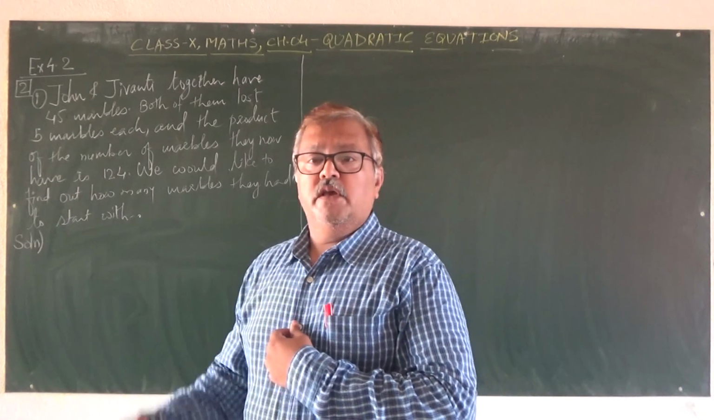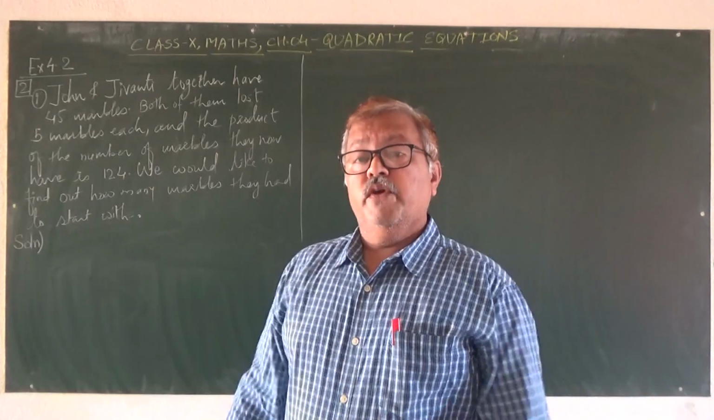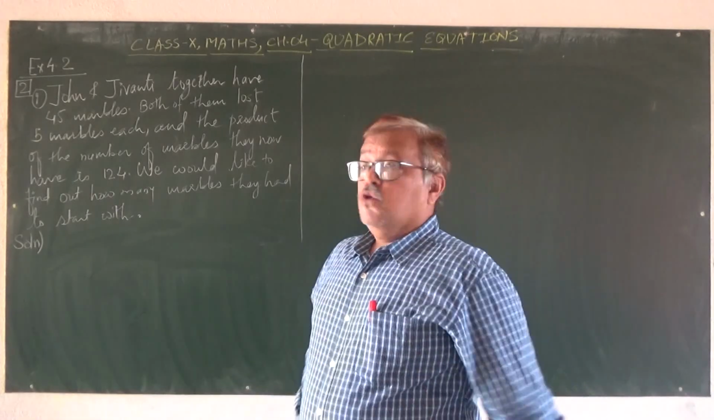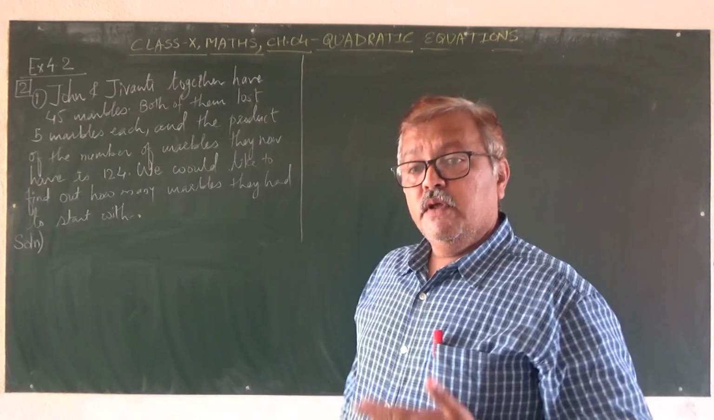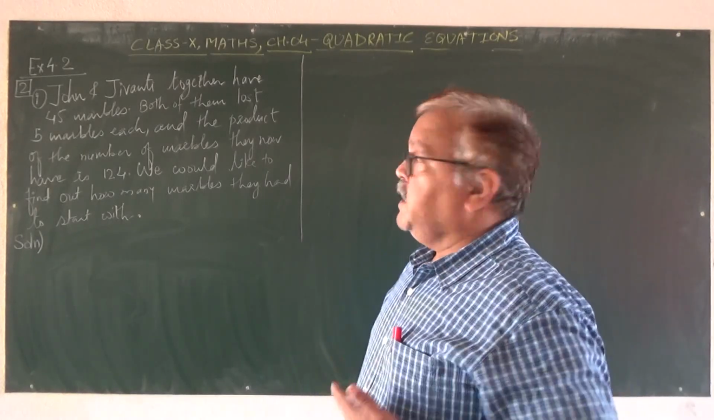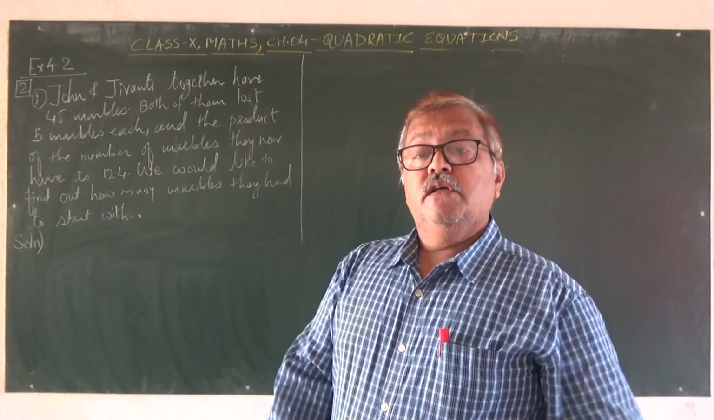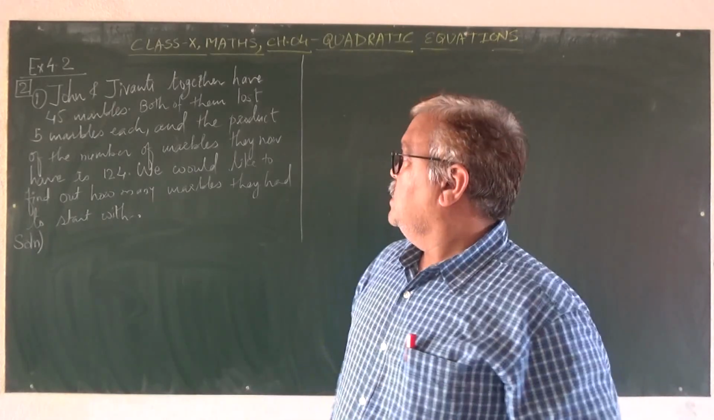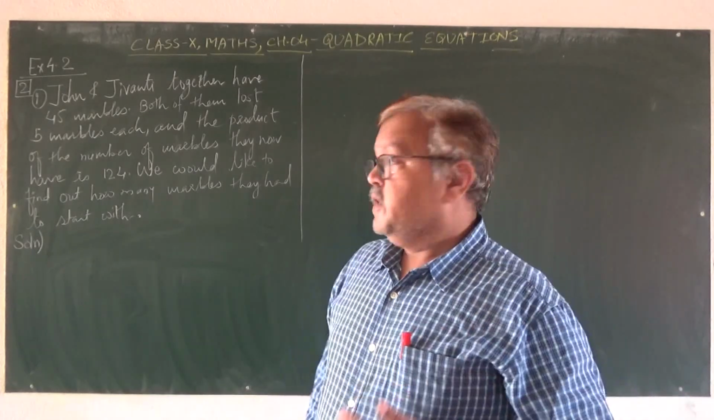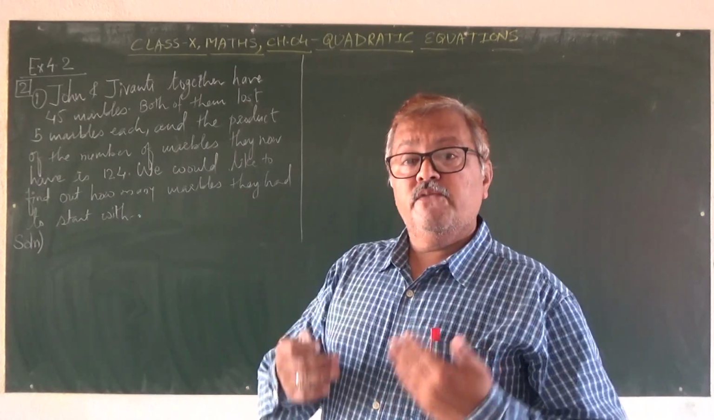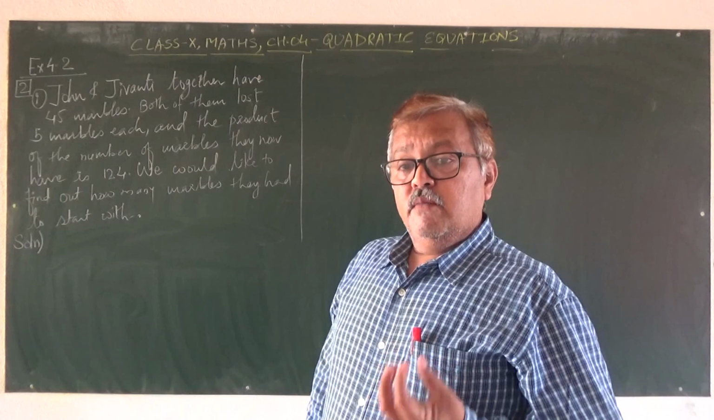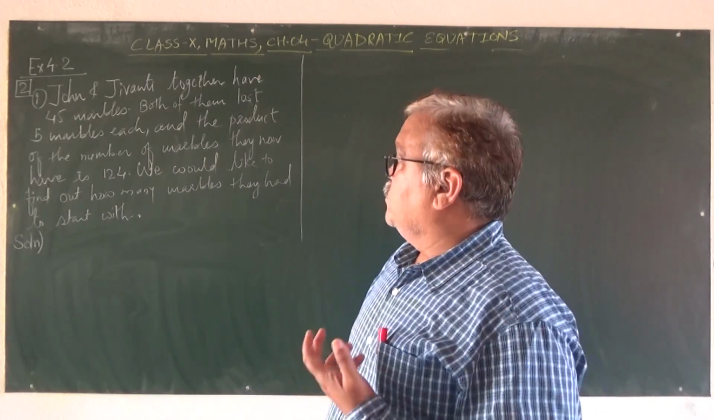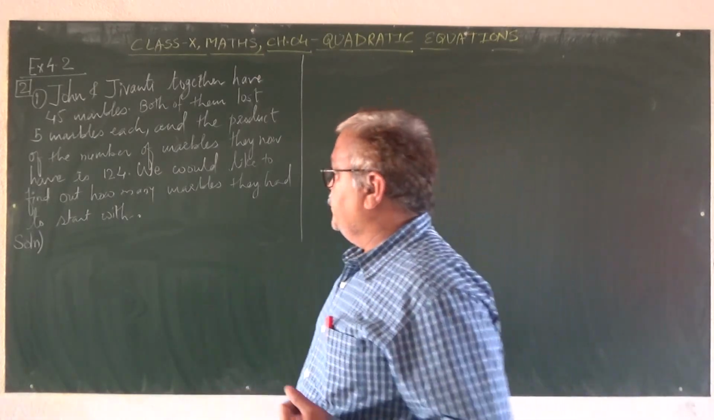Hello students, let us see question number 2 of exercise 4.2. John and Jivanti together have 45 marbles in the beginning of the game. Then at the end of the game, they lost 5 marbles each. And the product of the marbles left with them is 124. So in the beginning, how many marbles each of them has, we have to find out. Okay, so let us see.